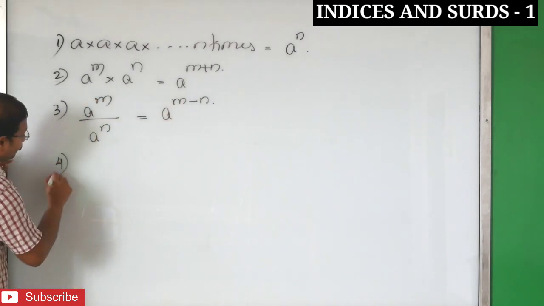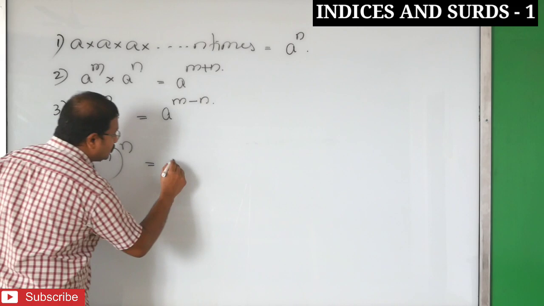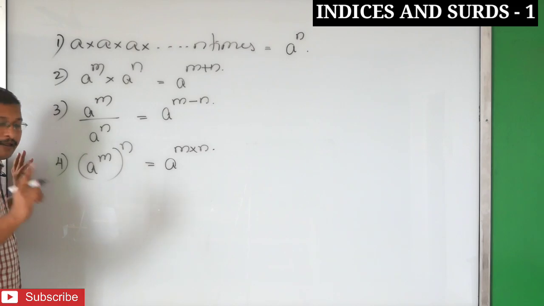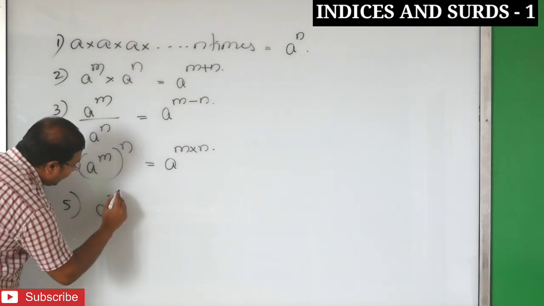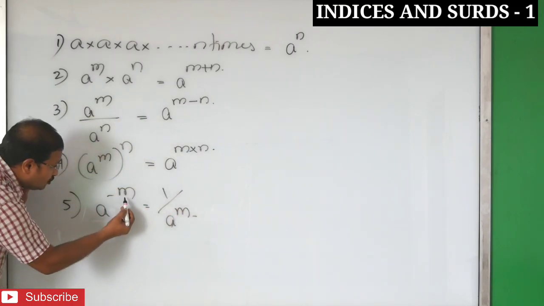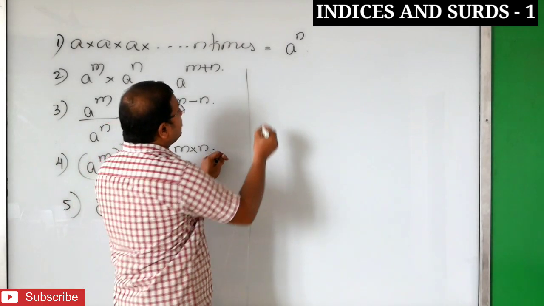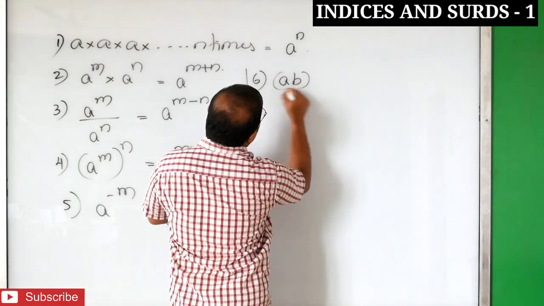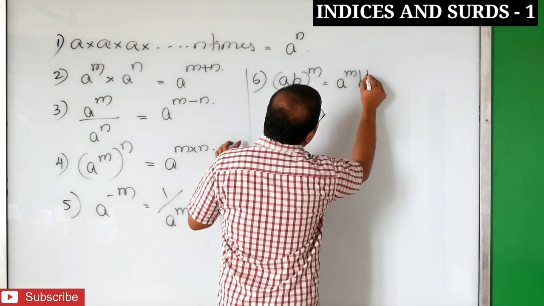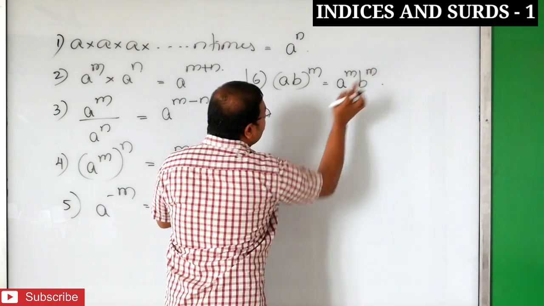Fourth one: a raised to m, the whole raised to n, equals a raised to m into n. See, the powers will multiply. Is it okay? See 5: a raised to minus m equals 1 by a raised to m. See the next equation, equation number 6: ab the whole raised to m equals a raised to m into b raised to m.